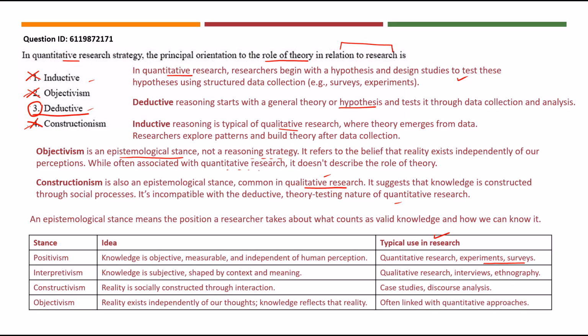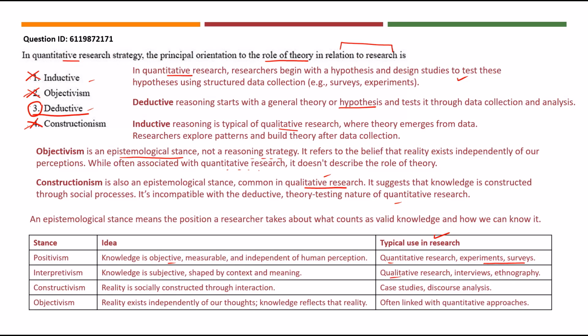Next we have interpretivism. Knowledge is subjective, shaped by context and meaning. So interpreting means it belongs to individual's understanding. That's why this knowledge is subjective. But quantitative and objective go hand in hand, because in objective what we say, the answer is same for everybody. In quantitative, whatever be the method, the final answer will be same. So that way they can be equated. What about the use of research for interpretivism? Qualitative research, interviews, ethnography. Ethnography is observations you can take.